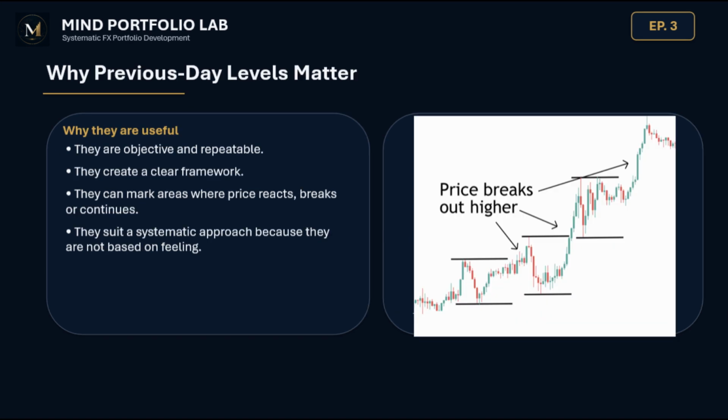Previous day highs and lows are useful because they are objective. They are not vague. They are not based on how I feel about the chart. Every day has a high and a low, and those levels can be marked consistently. That makes them suitable for a systematic approach. But they are not magic levels. I think that is important to say clearly.